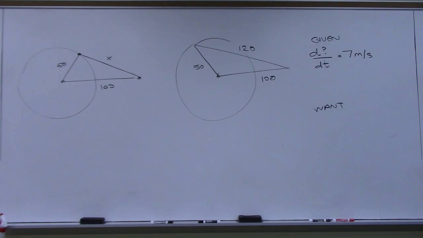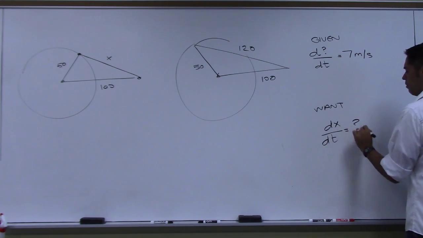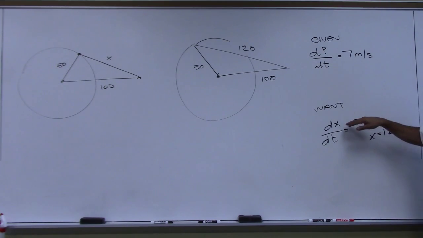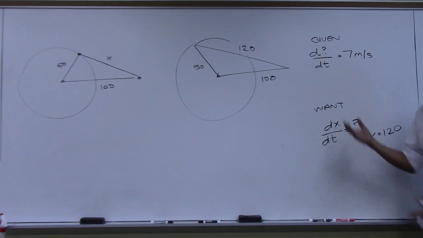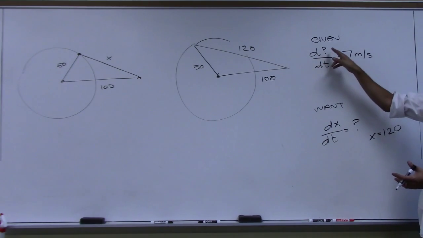What do I want that I can label? dx dt? Okay. When do I want that? When x is 120. Understand the setup so far? I need to connect what two variables? I don't even know what two variables to connect because I don't even know what this is.